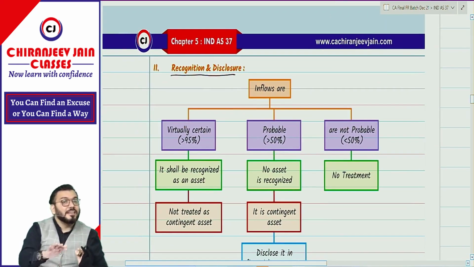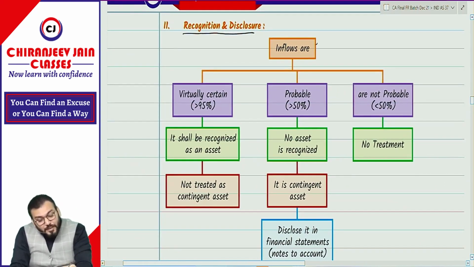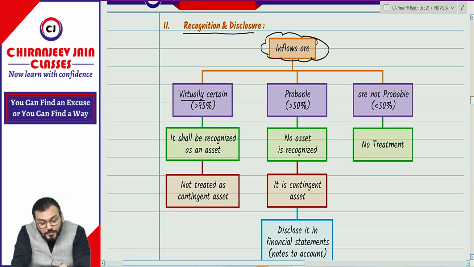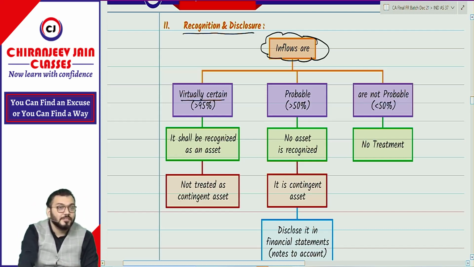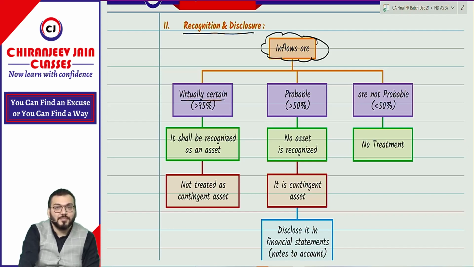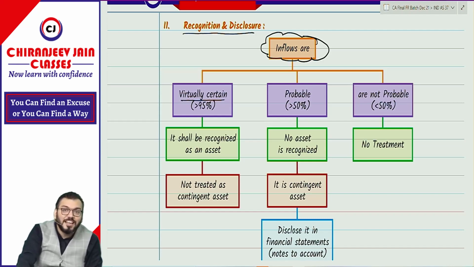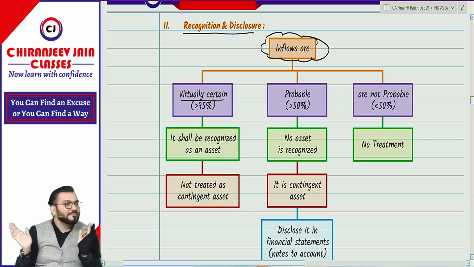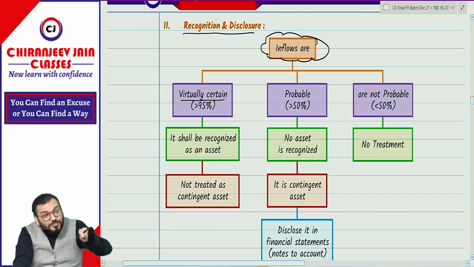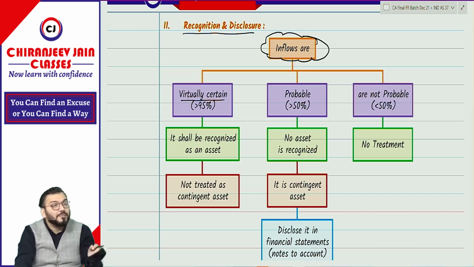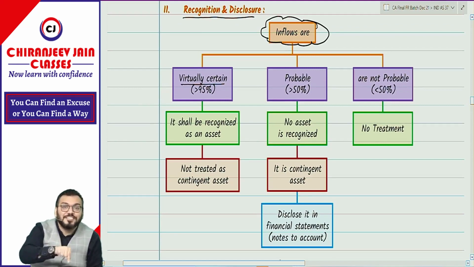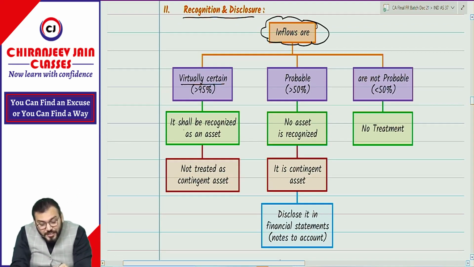But what does Ind AS 37 say? Ind AS 37 says if inflows are virtually certain, meaning chances are more than 95%, then it is an asset. If inflows are certain, then we are not discussing it here. But if inflows are virtually certain, with chances more than 95%, Ind AS 37 says it is not a contingent asset, it is an asset. And if it is an asset, recognize it. So if the inflows are virtually certain, it shall be recognized as an asset, not treated as a contingent asset.